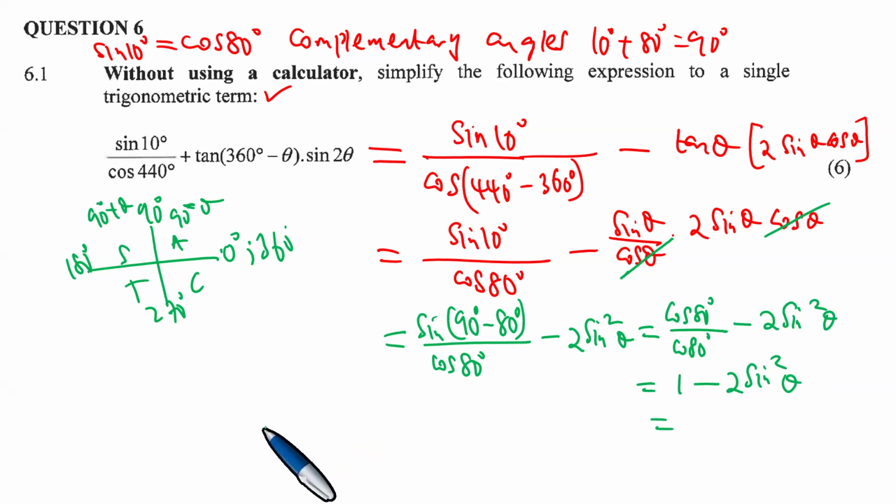Yes, this one here. Can you simplify it? Did you get one? How did you get one? We divided cosine 80 degrees by cosine 80 degrees.